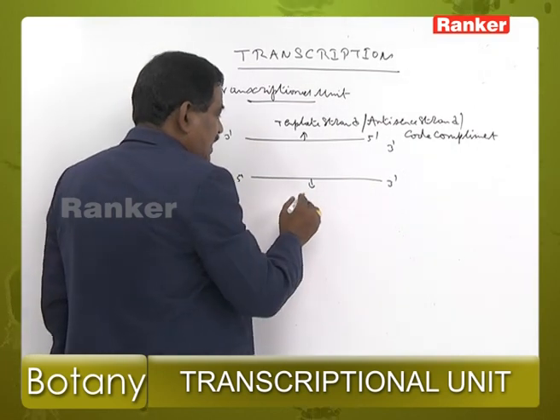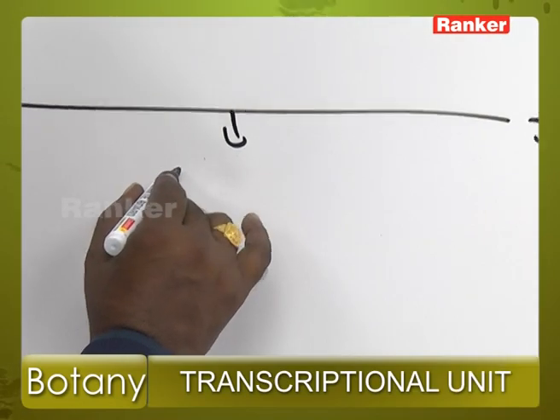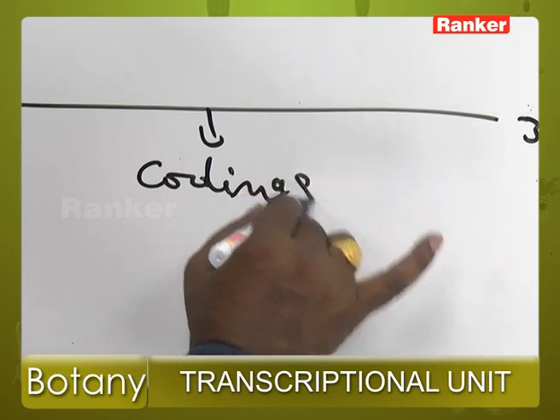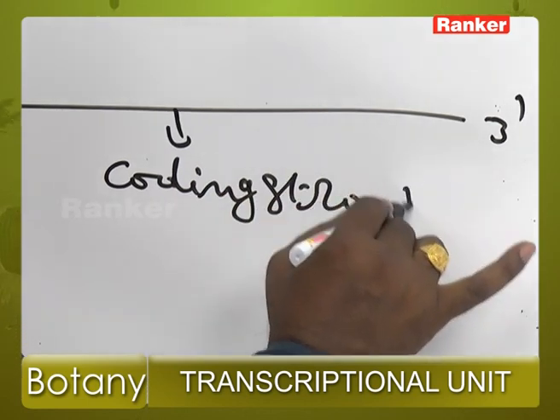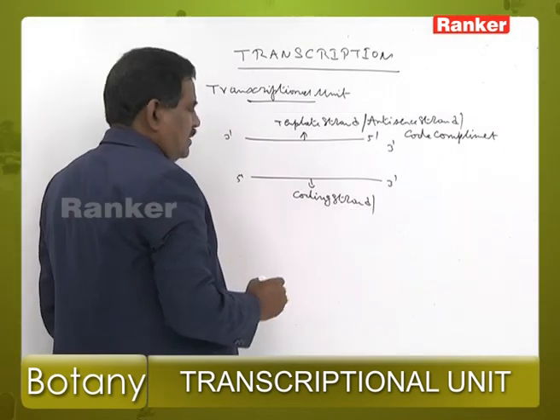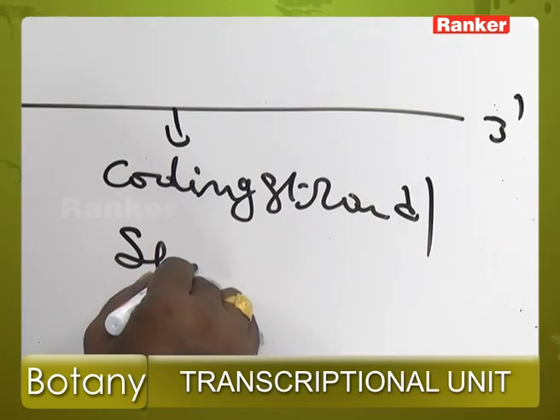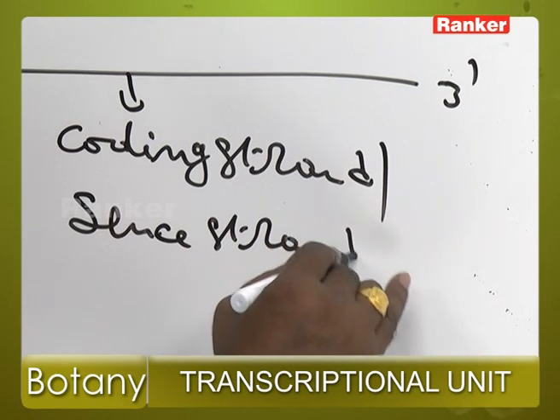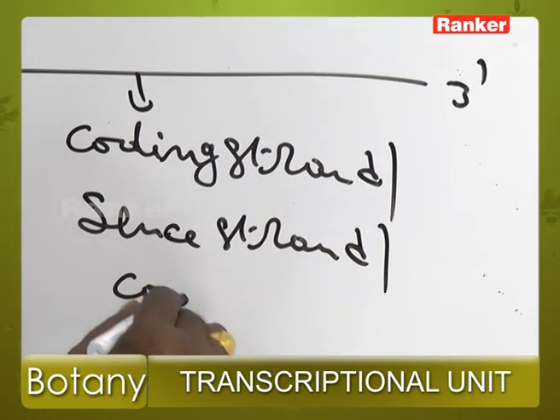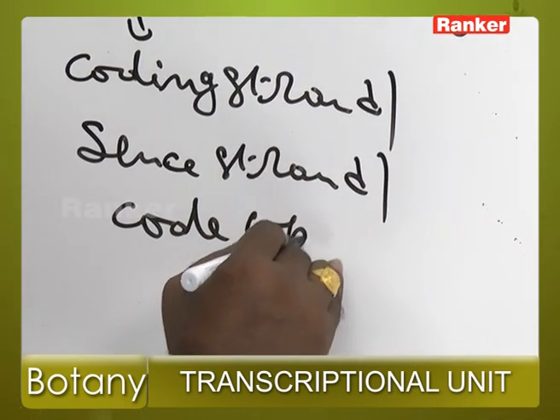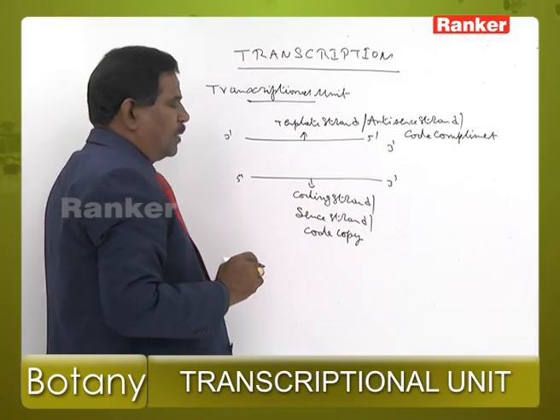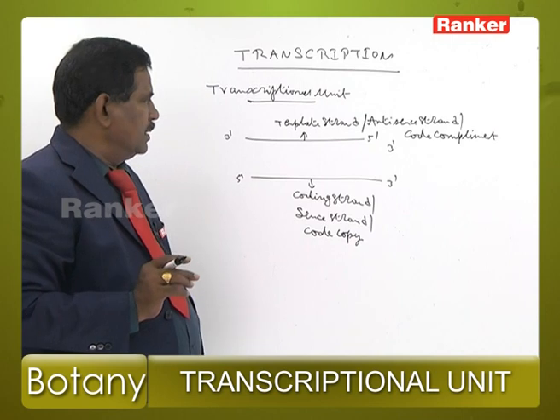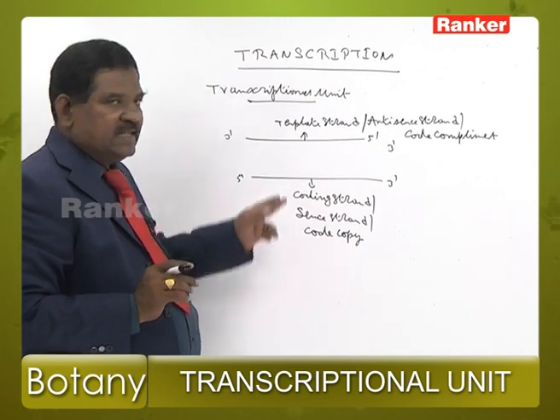That strand is called the coding strand, or sense strand, or code copy. Why is only one strand involved, and why?